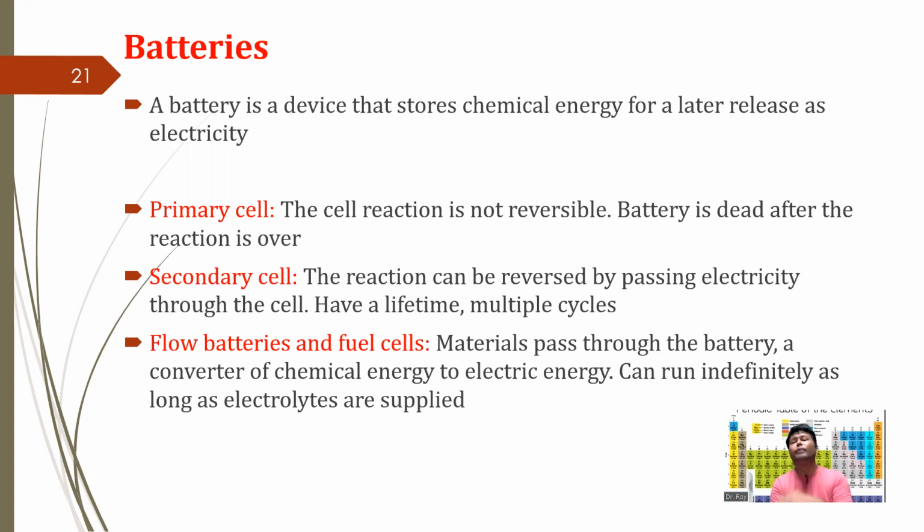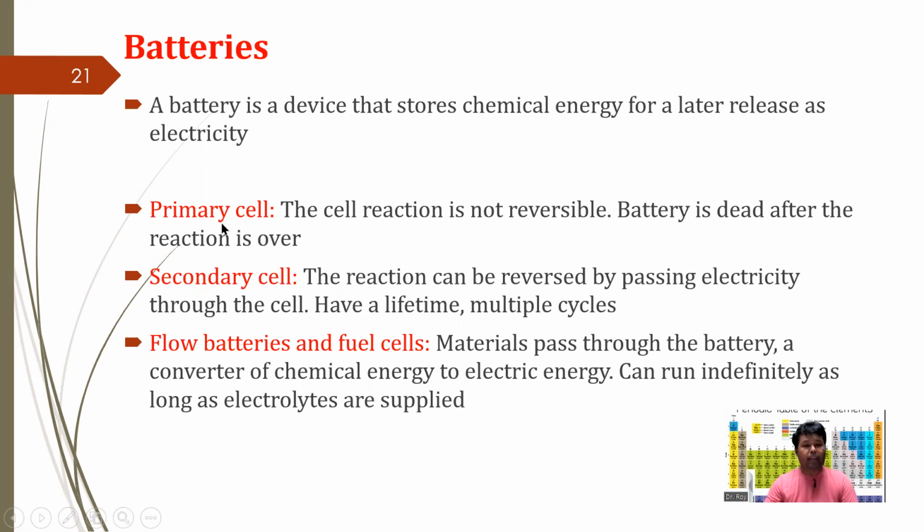These are the properties of different types of materials or substances, and those are secondary cells, with a lifetime of multiple cycles. We can use them multiple times; I'm using this phone for more than 4 years. So you can consider how many times we can charge and discharge it. Multiple cycles. Then flow batteries and fuel cells: materials pass through the battery, a converter of chemical energy to electric energy that can run indefinitely as long as electrolytes are supplied.